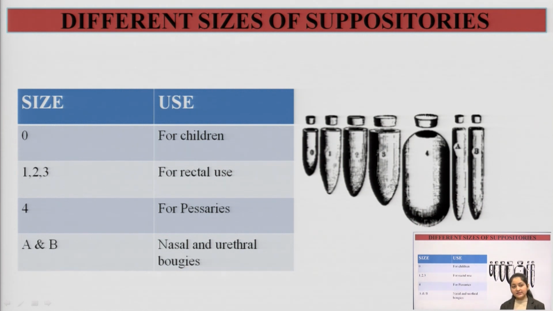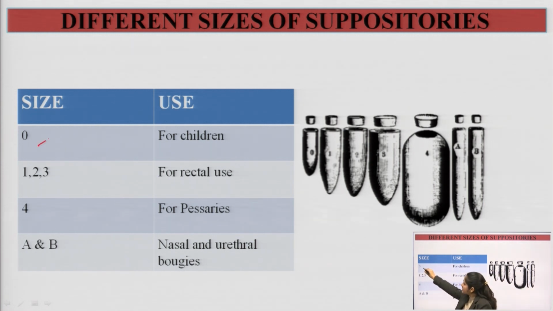Now, let us discuss different sizes of suppositories, because as we have discussed earlier, suppositories are inserted into various body cavities like eye, ear, nose, vagina, rectum, urethra. So, depending upon the organ of insertion, the size of the suppositories may vary. Here is a tabular representation of the size of the suppositories and the use of the suppository. Let us have a quick look into this.